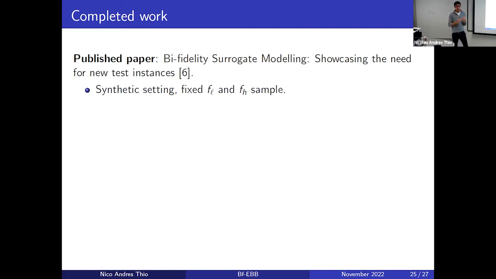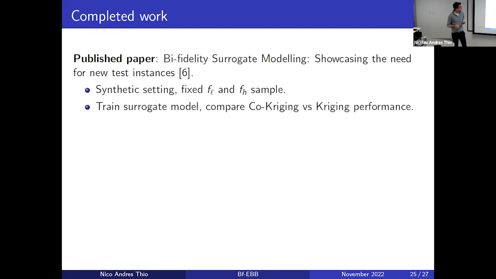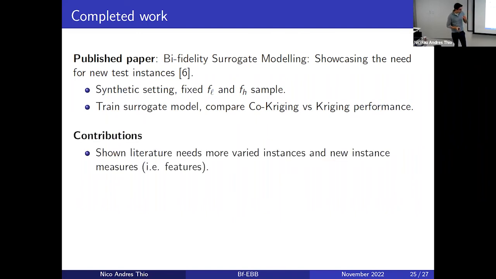So again, in the synthetic setting, so I have perfect information of my instances. I looked at the simplest problem. So let's have a fixed low fidelity and high fidelity sample. Let's train a co-Kriging model or 20 co-Kriging models with different samples, 20 Kriging models with different samples, compare them, check which one's best. And so actually what we found, first of all, is that the instances that people tend to use in the literature are not very varied, right? So essentially what's happening is that people are coming up with the first low fidelity example I gave you, but they just kind of add an error or they modify the low fidelity source a tiny bit. And so when you do that, you always want to use the low fidelity source, or it's very clear when you have to use it.